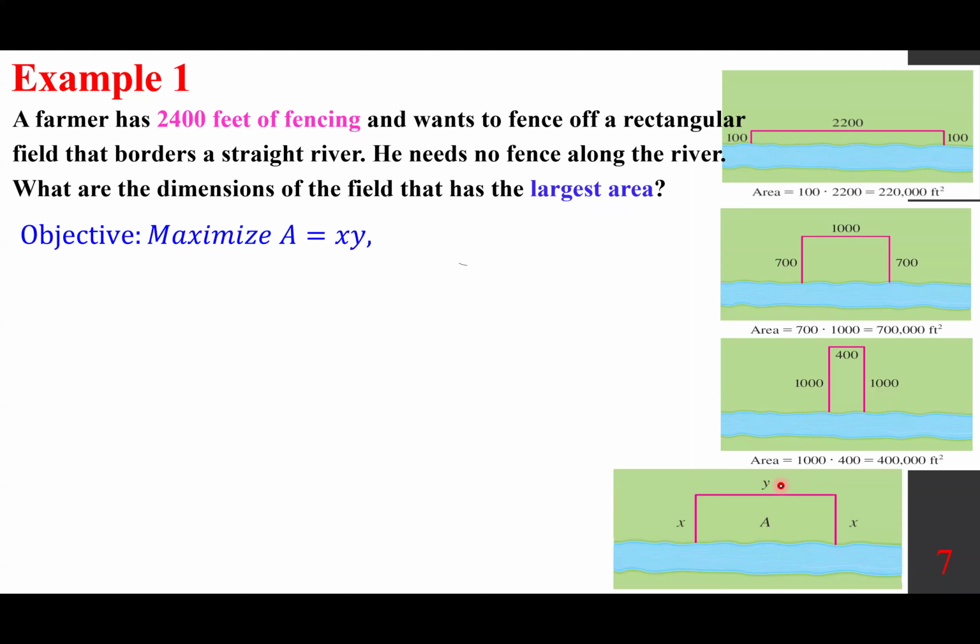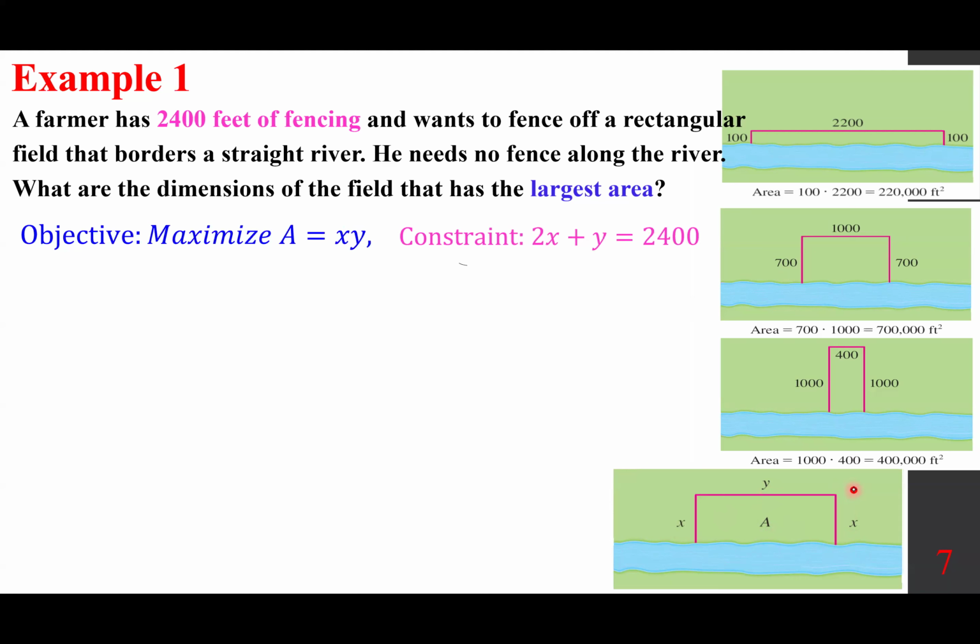And what is the constraint? So this is the objective function. What is the limiting factor or the constraint? It is that we have 2,400 feet of fencing. So when you look at this, the perimeter is normally x and x, 2x, plus 2y. But one side is a river, we don't need it. So normally 2x plus 2y, but in this case, only 2x plus y. And that's 2,400. So just understand why.